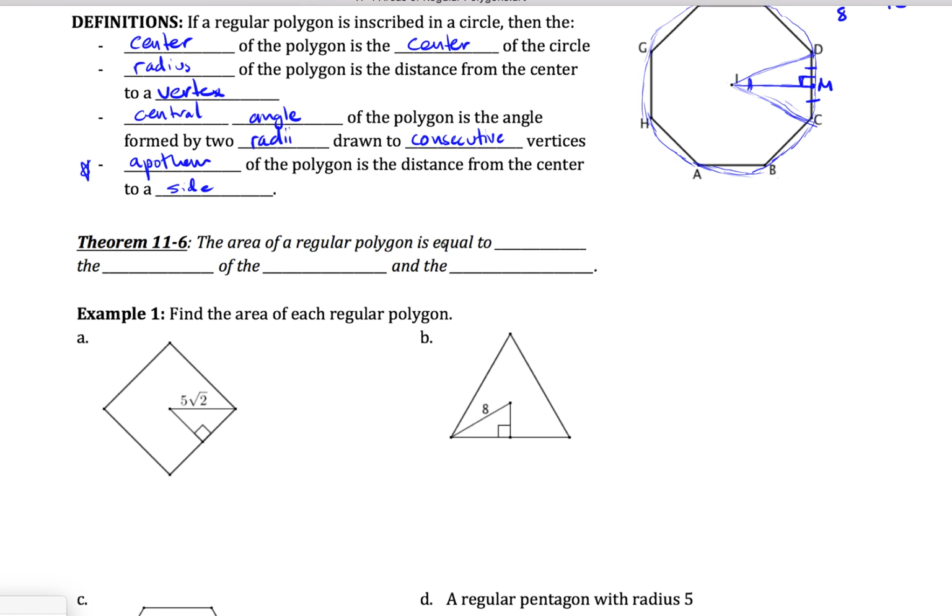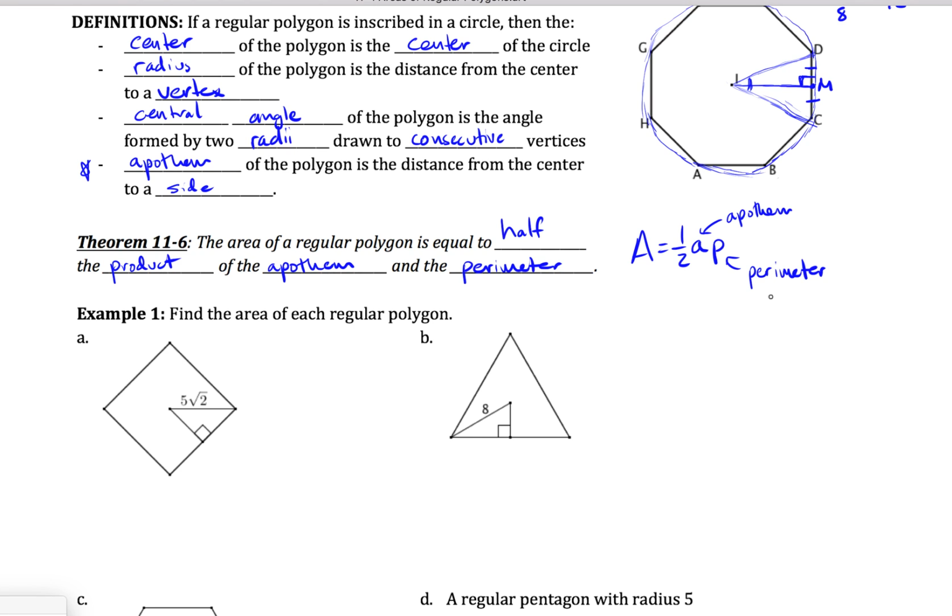So the area of a regular polygon is equal to half the product of the apothem and the perimeter of the polygon. Of course, we usually like to see these written out using a shortened version. So you can think of area equals half of AP, where you just need to remember that A stands for apothem and the P stands for perimeter.